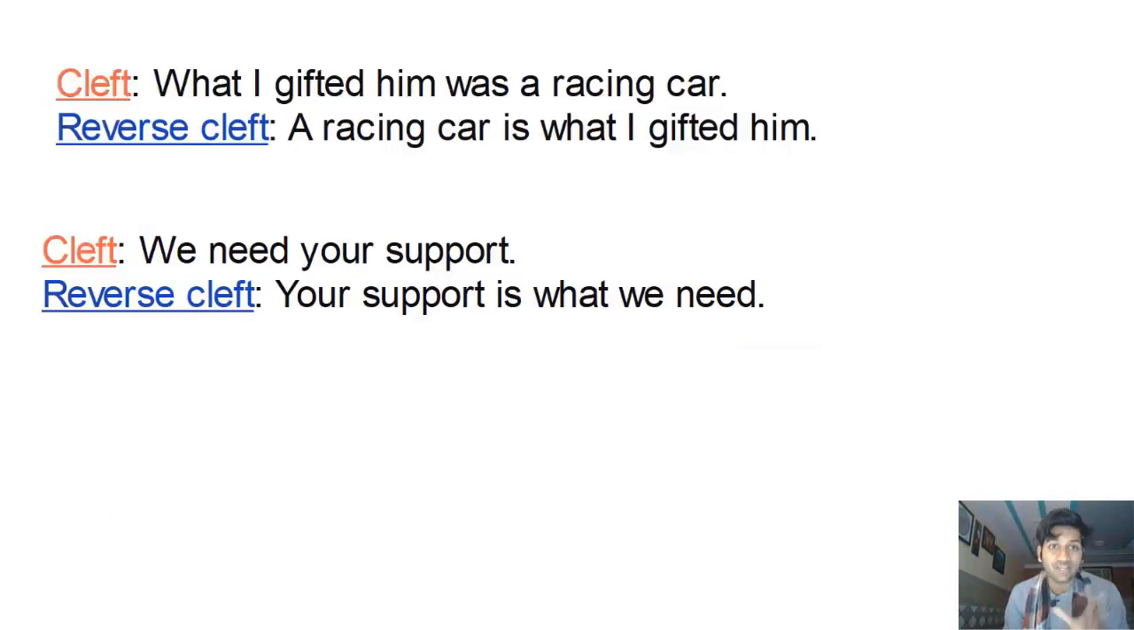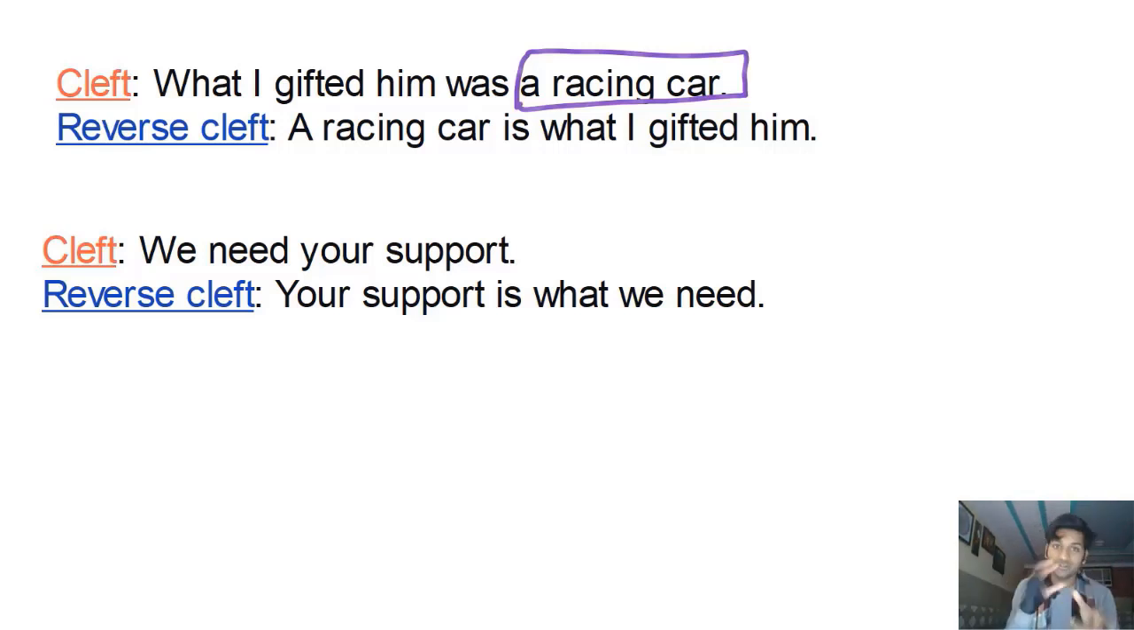Cleft sentence: What I gifted him was a racing car. So you know that I gifted him something, but you don't know what I gifted him, or you have incorrect information about what I gifted him. So I say, what I gifted him was a racing car. I want to focus on the object. And the normal sentence would be, I gifted him a racing car. This is a normal sentence. A cleft sentence: what I gifted him was a racing car.